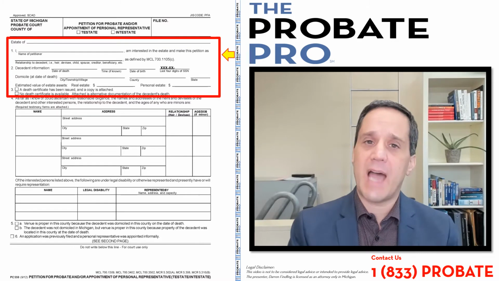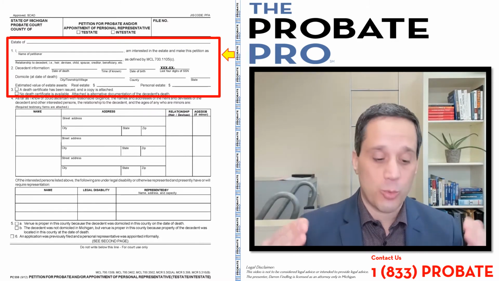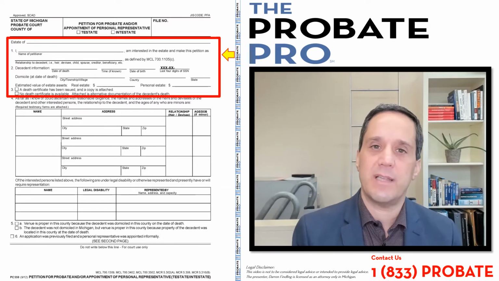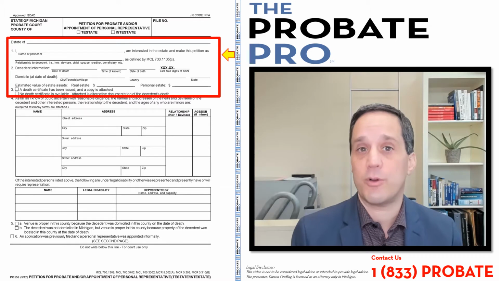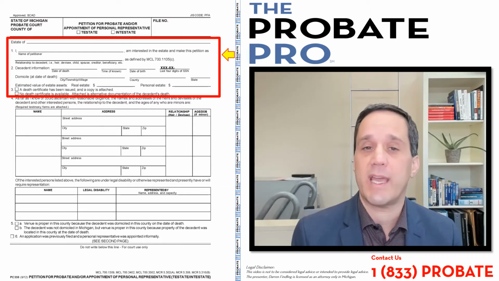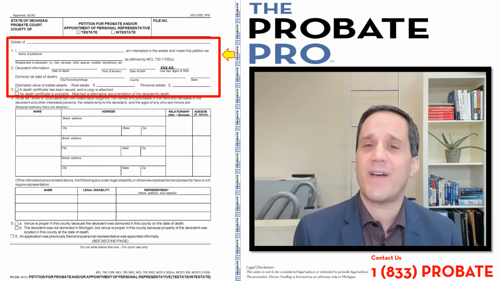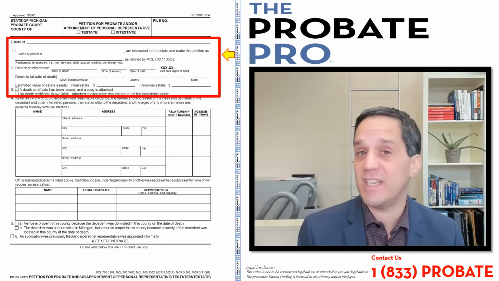Now, often this domicile needs to match the death certificate, or when you get to the probate counter, if there's a mismatch, it could cause some delay in getting your matter advanced through the probate counter for purposes of scheduling a hearing or getting a personal representative appointed. So again, domicile is an important word to understand. The next section identifies the approximate value of the estate.